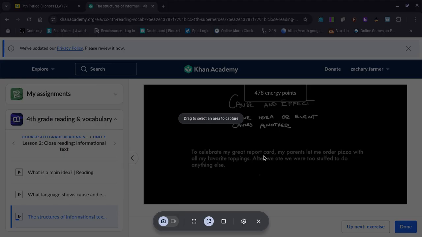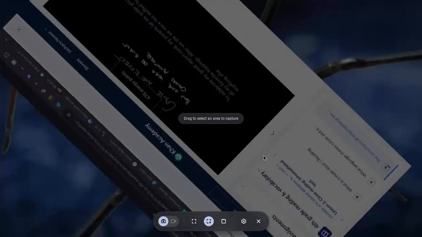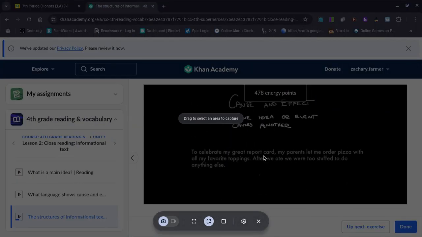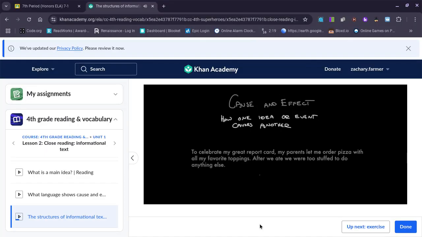Now, what caused us to get pizza? My great report card. What was the effect of the pizza? We were stuffed. Maybe it was a stuffed pizza. If you stuff yourself with stuffed pizza, does that make you more stuffed than if you stuff yourself with unstuffed pizza? You may scoff, but this is the stuff that keeps me up at night.